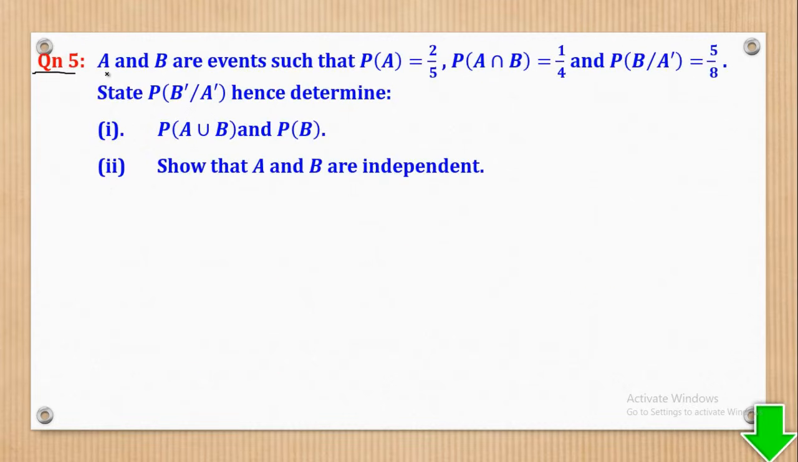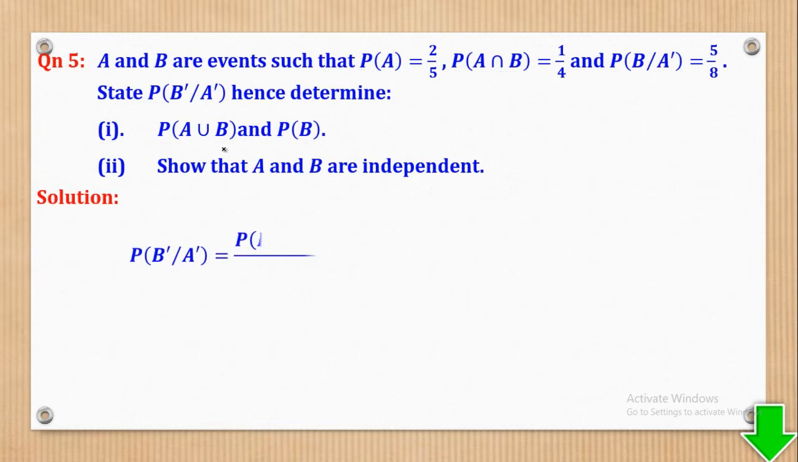Then question 5 says A and B are events such that probability of A is 2/5, probability of A intersection B is 1/4, and probability of B given A complement has occurred is 5/8. State probability of B complement given A complement, and hence determine Roman 1 probability of A union B and probability of B. Then Roman 2, show that A and B are independent.